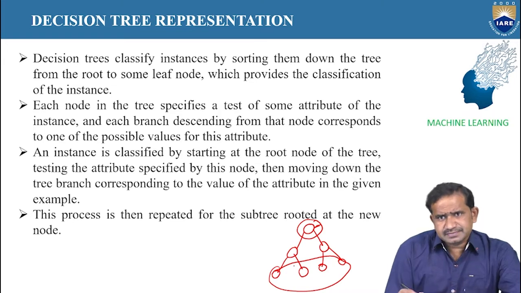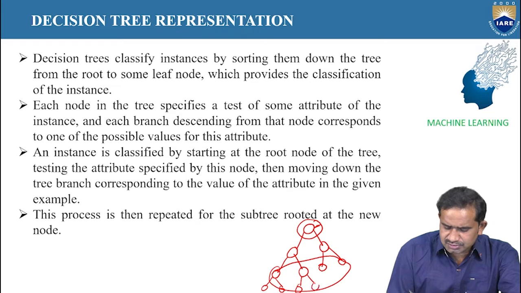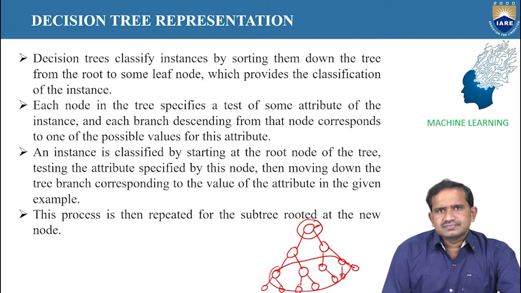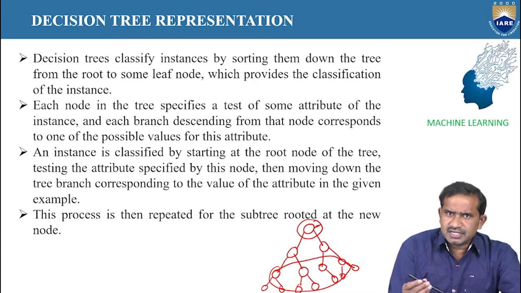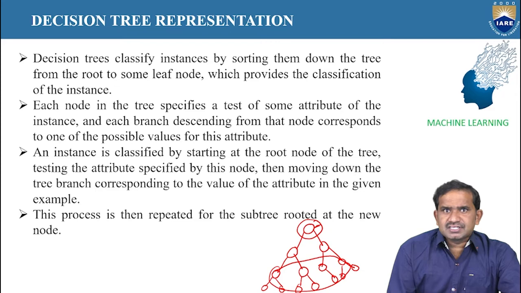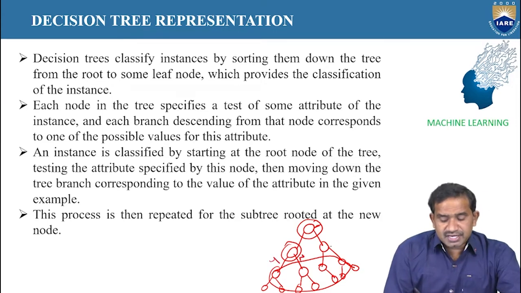We can represent it again with one more instance. This one is another leaf node, this one is another leaf node, and this one is another leaf node. We are starting with the root node and going down towards the leaf node, which provides the classification of the instance. For example, it provides some classification, such as yes or no. We can give some classification there itself.